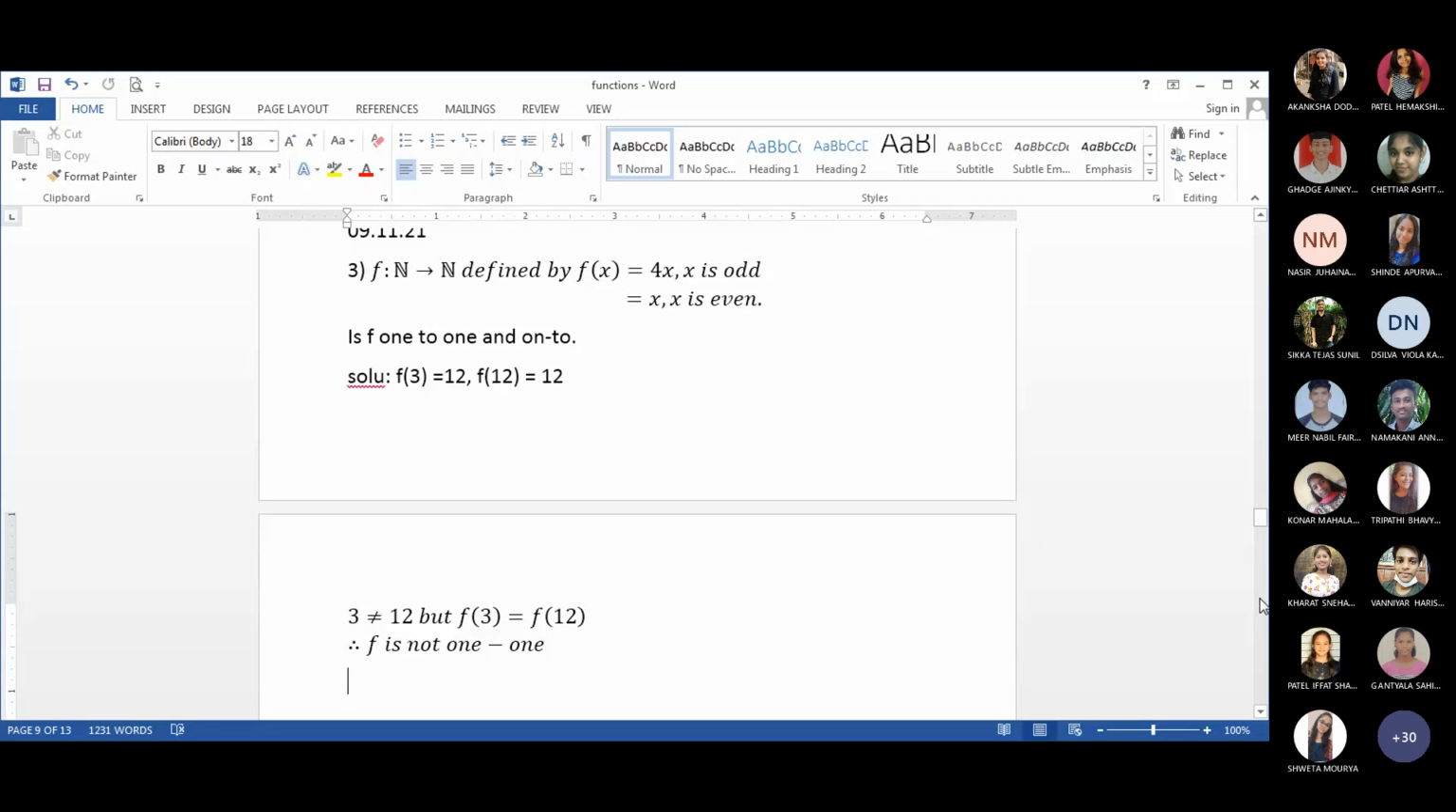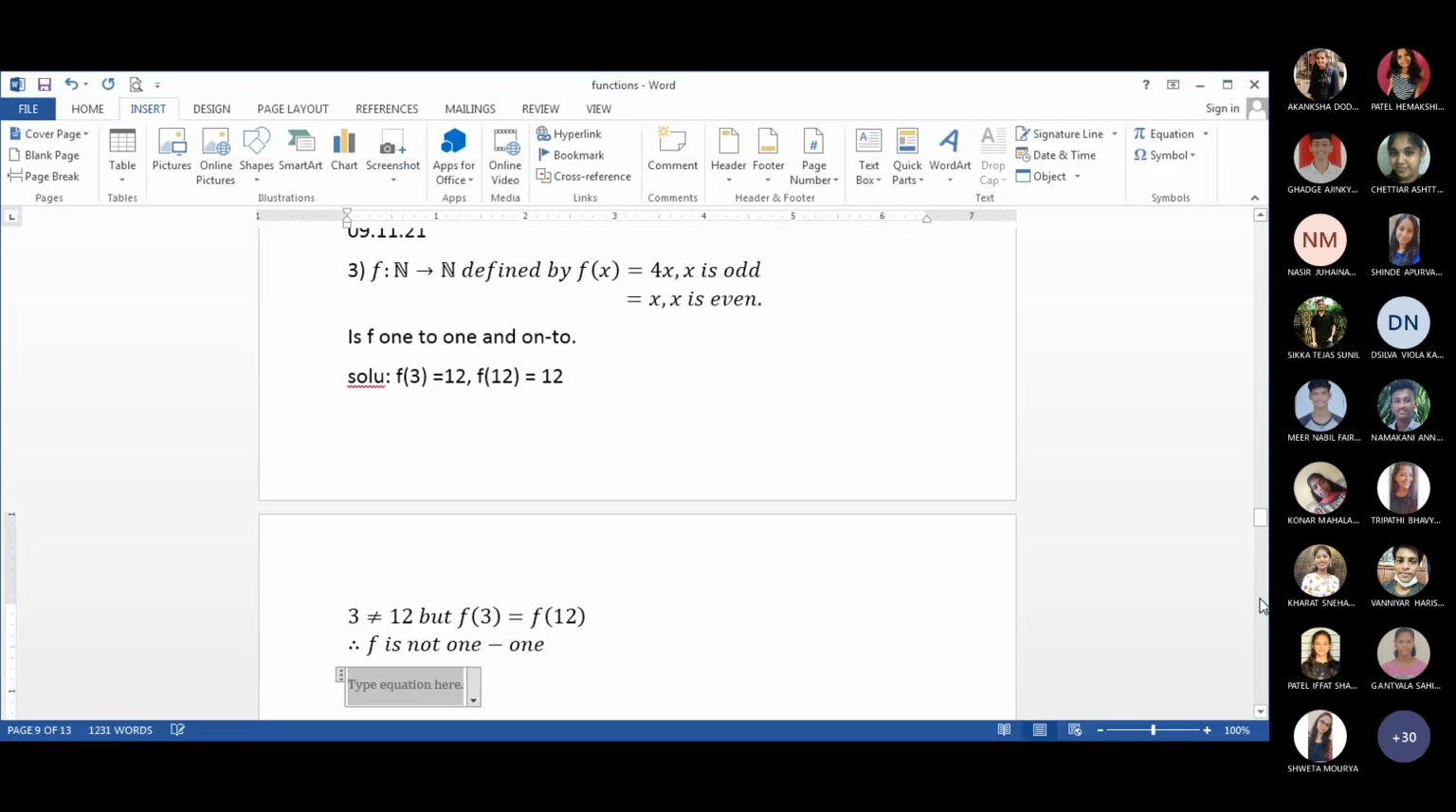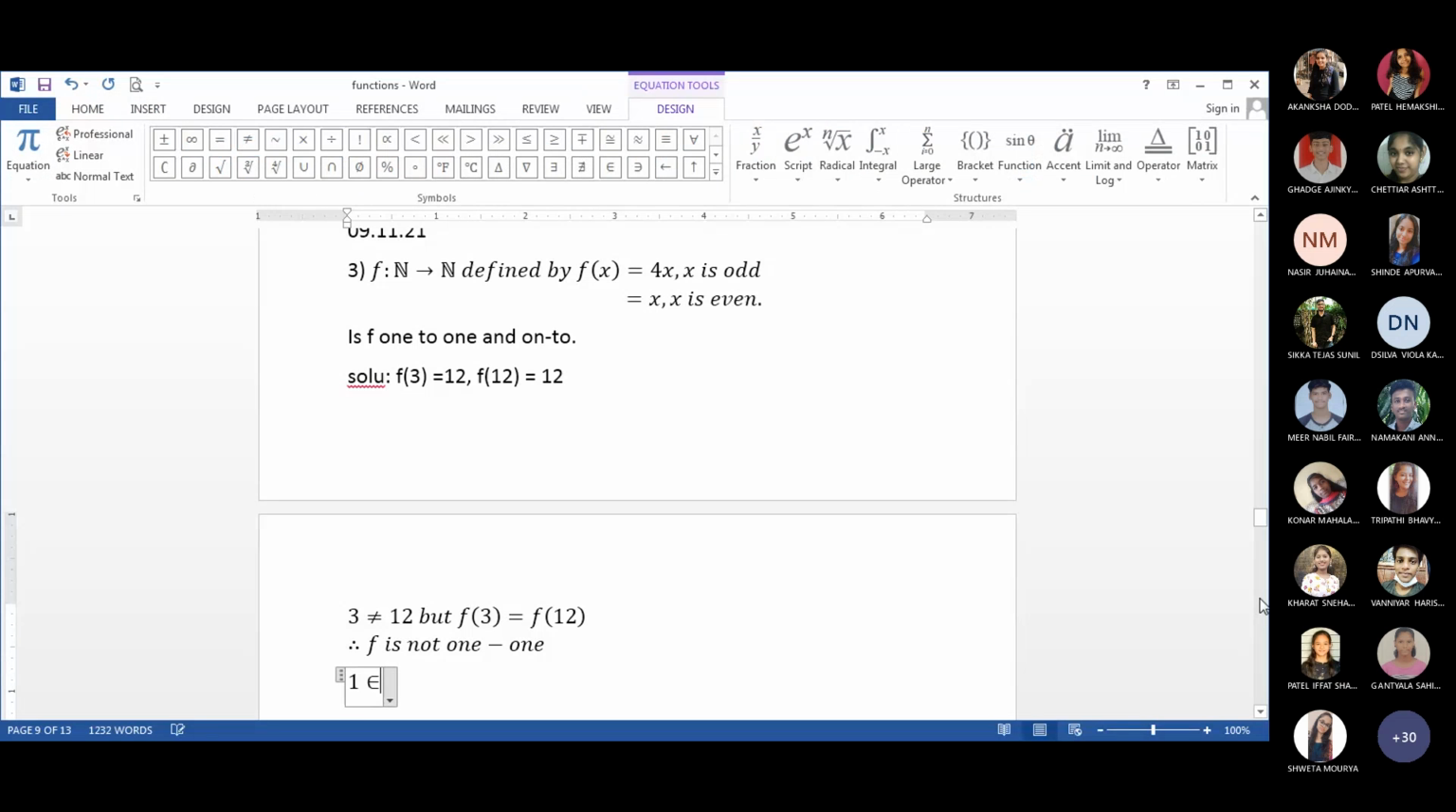ठीक है, range में odd numbers नहीं है. So that is why you take any odd number. So I'll take the simplest one. 1 belongs to the set of natural numbers. That is codomain में. 1 belonging to the codomain does not have a pre-image in the domain.